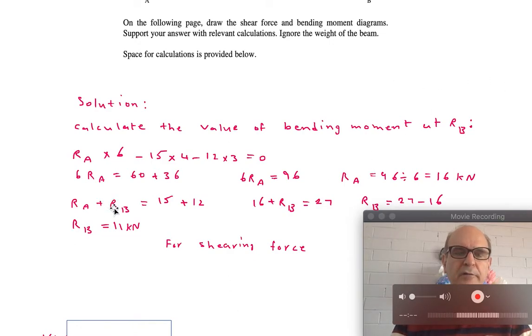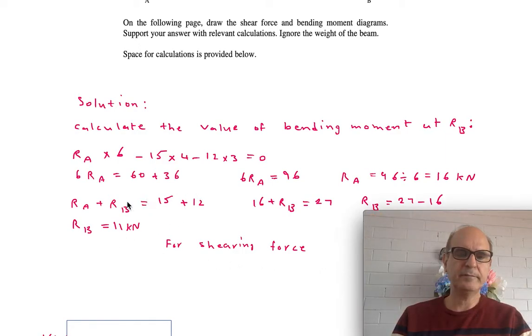To find RB, we can use the fact that the total amount of forces must be equal to 0. The forces acting down must be equal to the forces acting up. So RA plus RB is equal to 15 plus 12, and that gives us 27, and because RA is already 16, RB will be 27 minus 16, which is 11 kilonewton. Now we have found both forces, RA and RB. We are in a position to draw the diagram they are asking for.